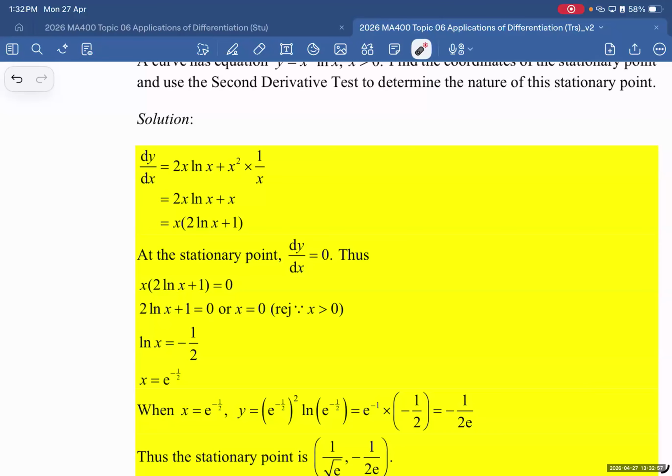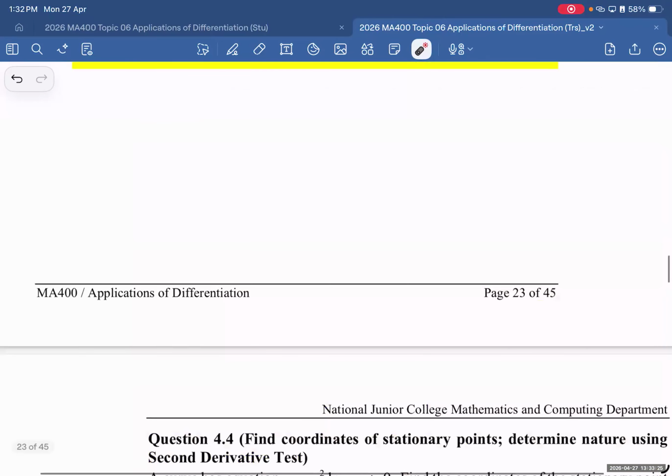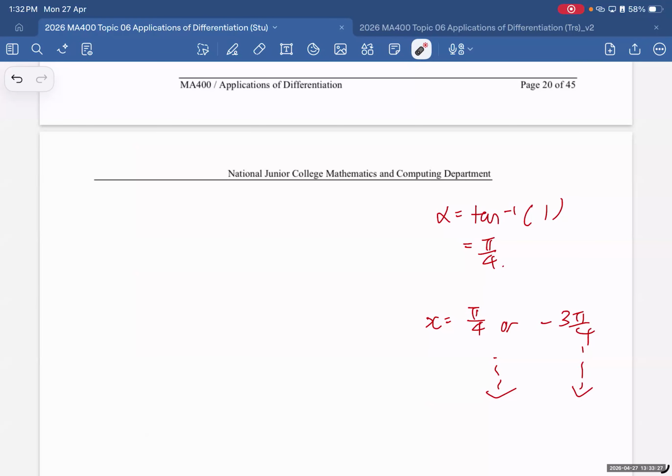No, you don't equate the second derivative to 0. What you do is, you equate the first derivative to 0 first. Question 4.3, right? I'll show you.